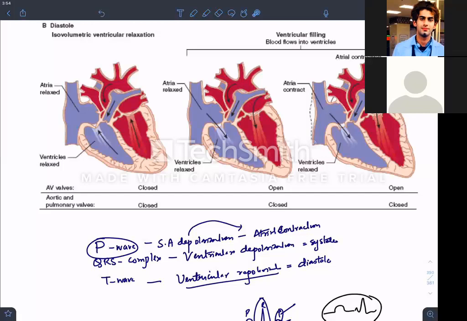So what is the status of the ventricular muscle? It starts to relax. In this phase, ventricular muscle is beginning to relax. No, you should not say relax. It has started to relax and still the blood is moving out.